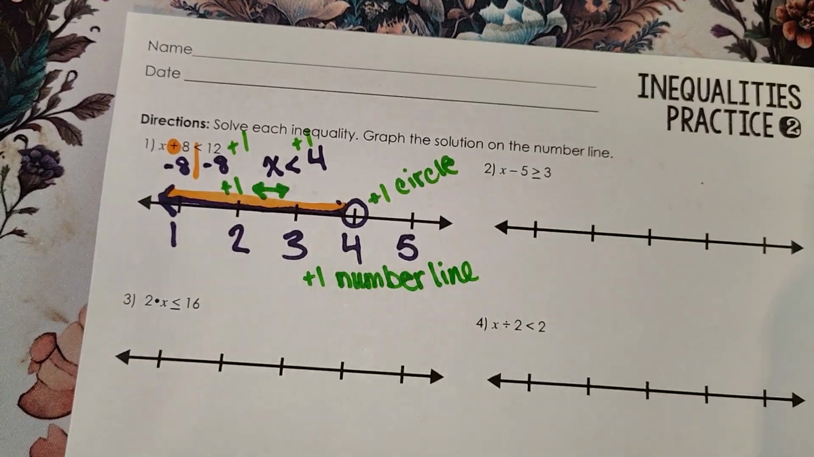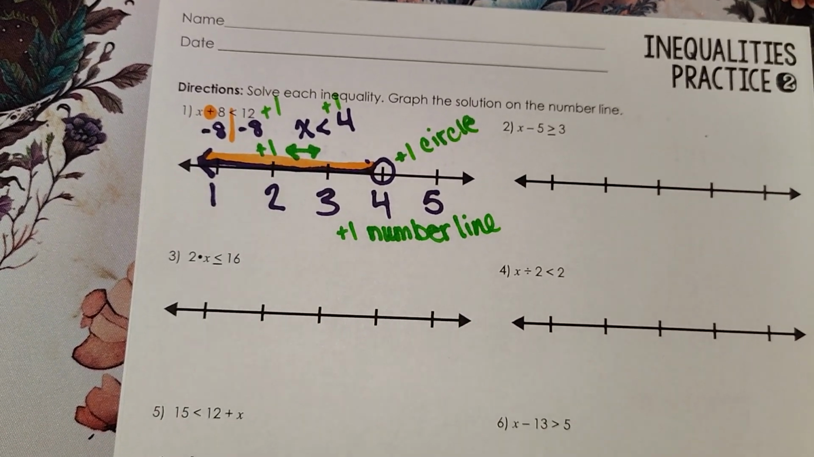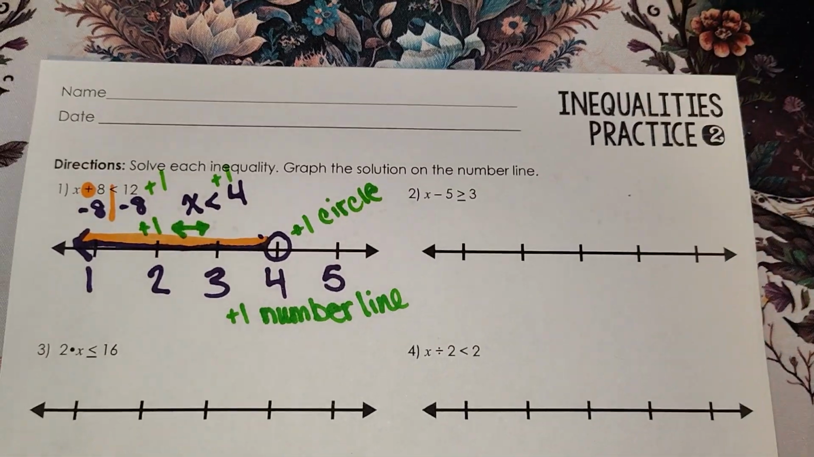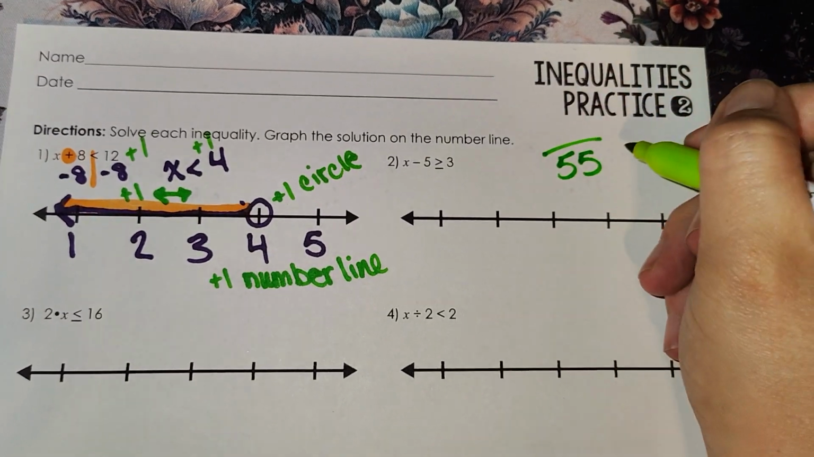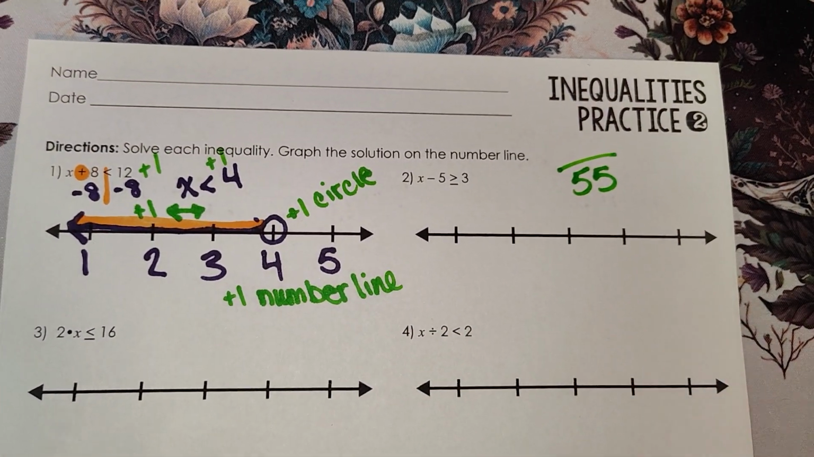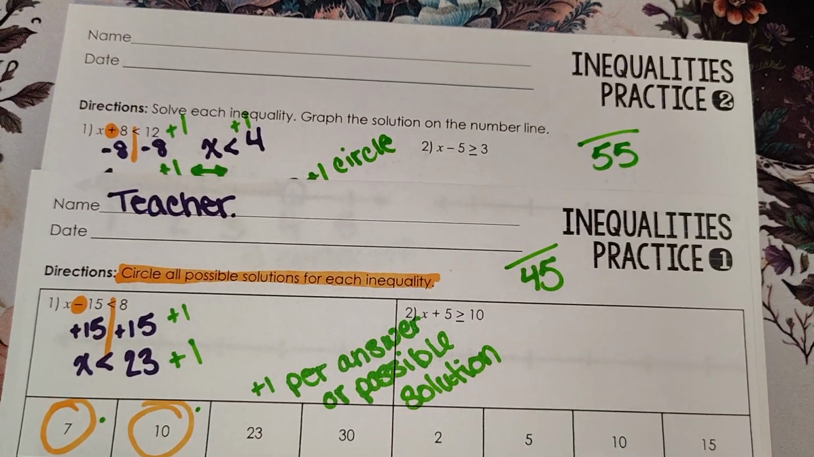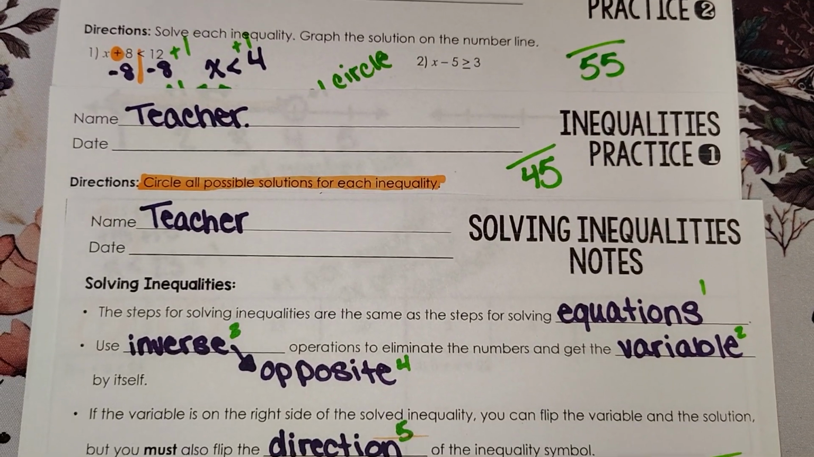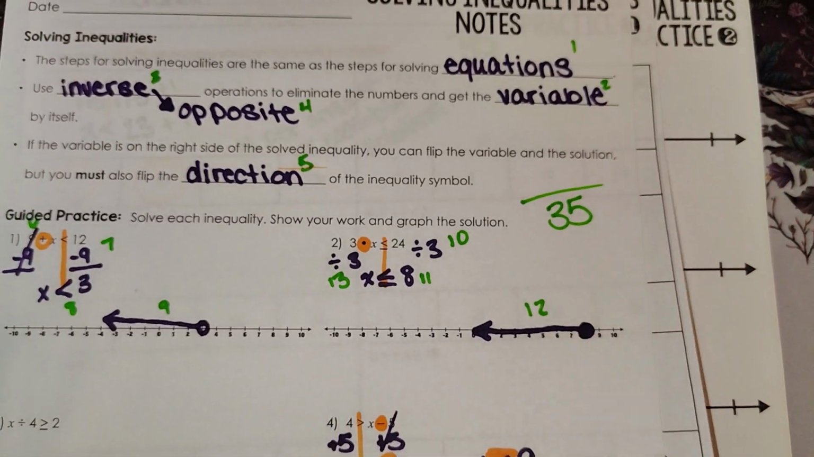10 on this worksheet, and they're all pretty straightforward. So we'll do 55. Give you that extra credit bump of 5 points. Okay. 55 for Inequality Practice 2. 45 for Inequality Practice 1. 35 for your solving inequalities notes. Everybody good with all of that so far?